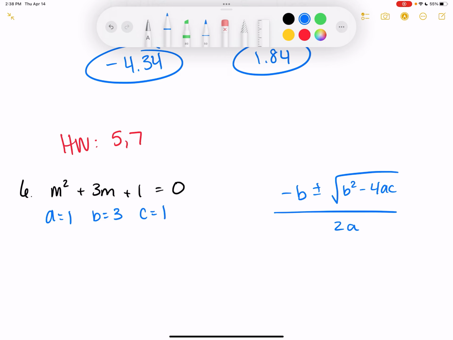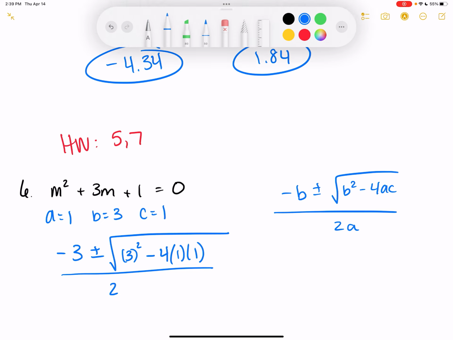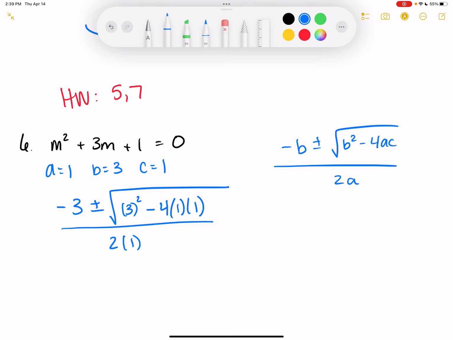So negative b. b is 3, so I have negative 3 plus or minus the square root of b squared. b is 3, so it's 3 squared, minus 4 times a times c. a is 1 and c is 1, so times 1, all over 2 times a, which is 1, so 2 times 1. Is it always going to be minus 4? Yeah, because the formula is always going to have the minus 4 in there.